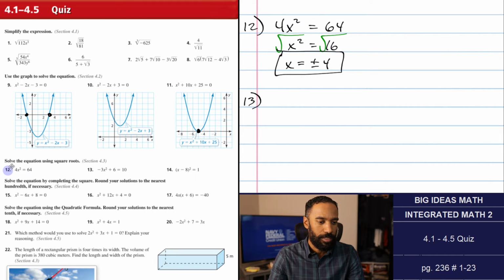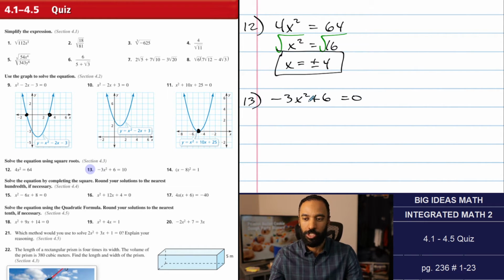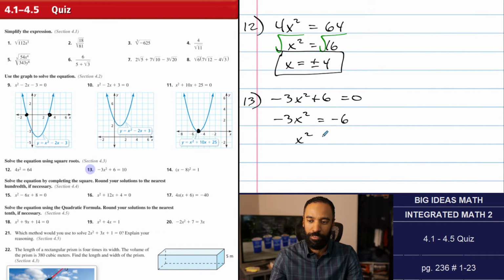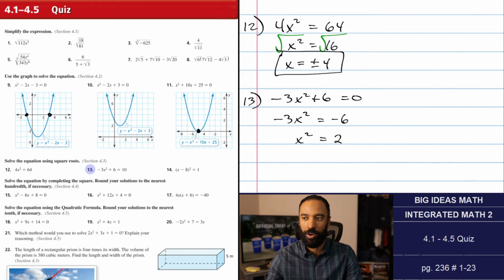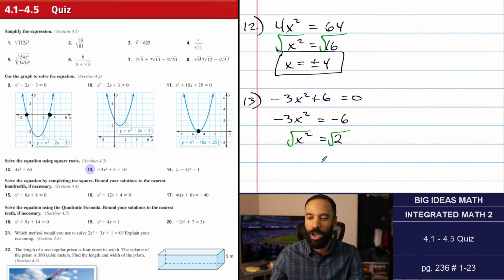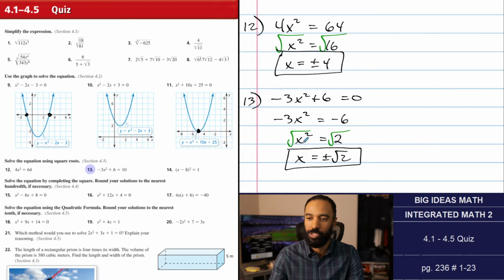Number 13, more of the same. -3x squared plus 6 equals 0. Let's solve this guy. Just like before, can't take a square root just yet, at least not with any actual meaning. Let's go ahead and subtract 6 from both sides, divide both sides by -3, and then take the square root of both sides from here. Your goal, again, is to get your squared variable or quantity by itself. You get x is plus or minus square root of 2. Irrational, but real, and 2 solutions.